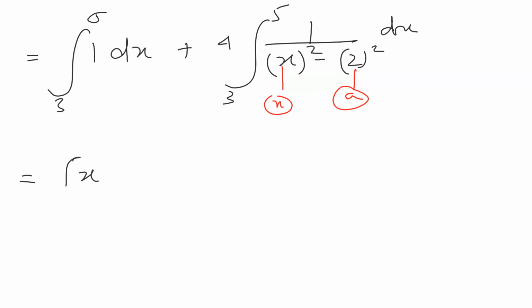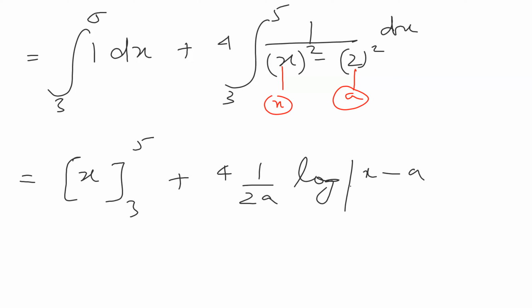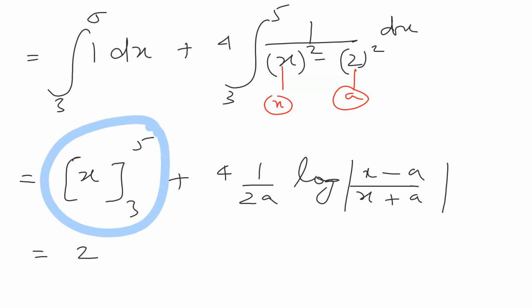So this is x = 5 and 3, 4, 1 upon 2a. Always write down the formula first. 1 upon 2a log (x minus a) upon (x plus a). So this will be 2. The value of the first box bracket will be 2 because it will be 5 minus 3. Box minus box, that is 2.